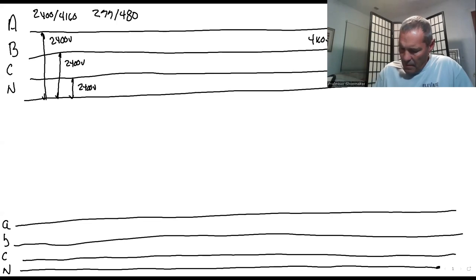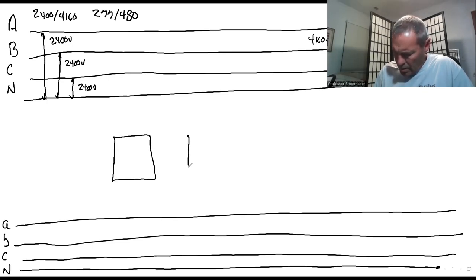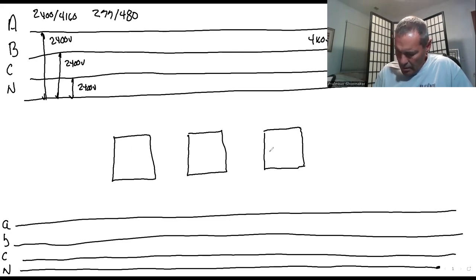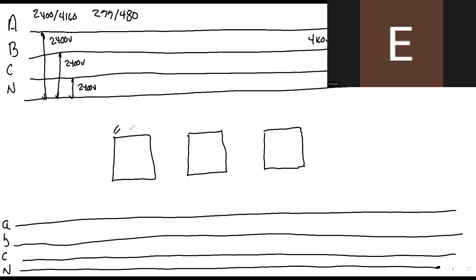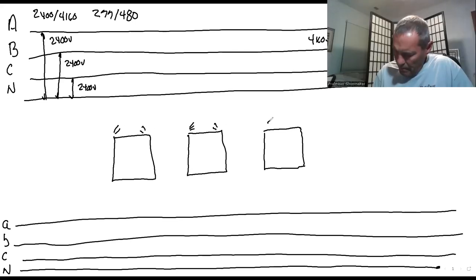2400. 4160. How many transformers are in a Y bank? Three. One, two, three.